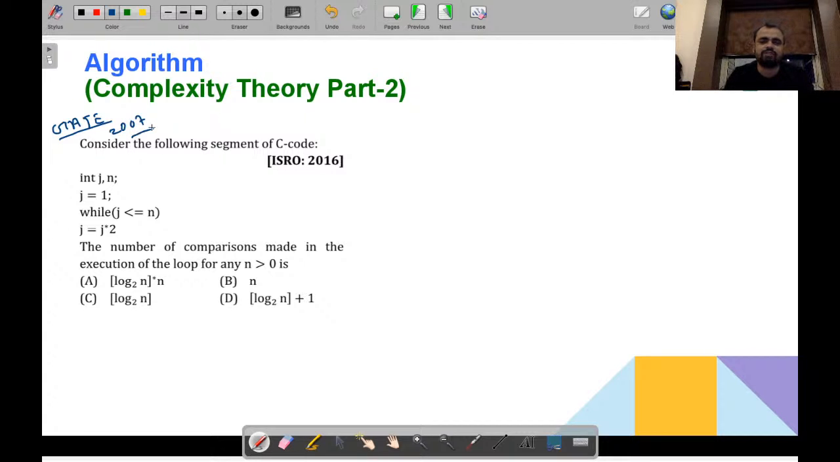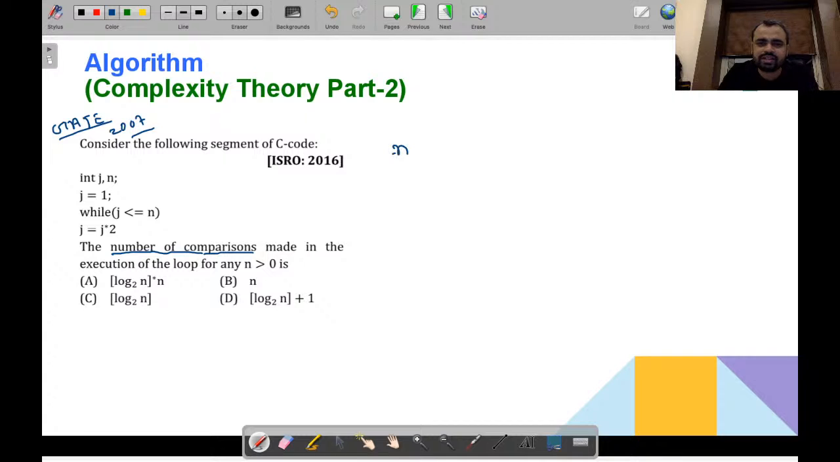Already this particular problem has been asked in GATE 2007. So try to read the question very properly. See over here, it is given as int i, k is equal to 1, while is less than... What they are asking is the number of comparisons made in the execution.